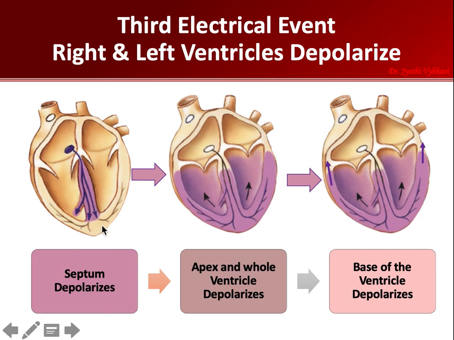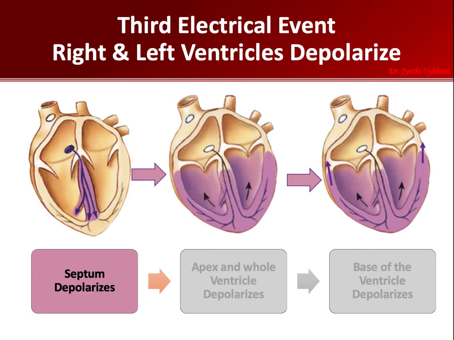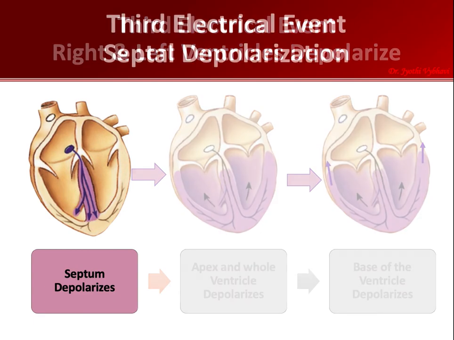It depolarizes the ventricle in 3 stages. It doesn't happen all at once. First it depolarizes the septum, then the apex and the whole of the ventricles, and finally the base. This is the apex, this is the base of the ventricles. These are the 3 stages of ventricular depolarization. So let's see the first event, that is the septal depolarization.